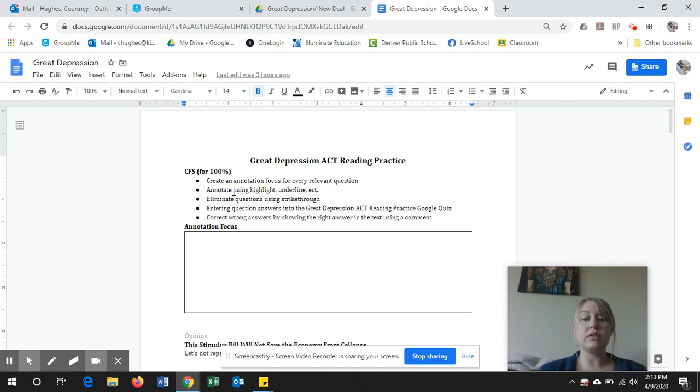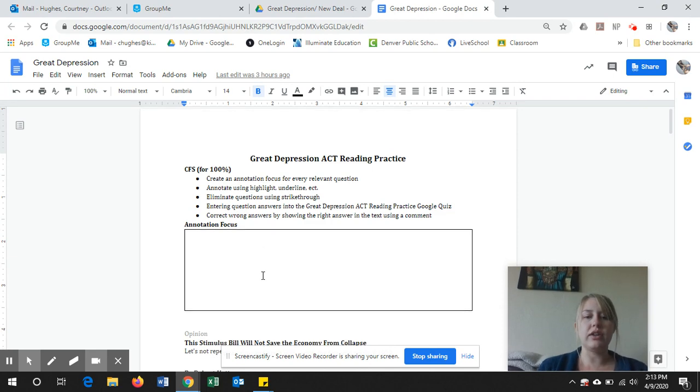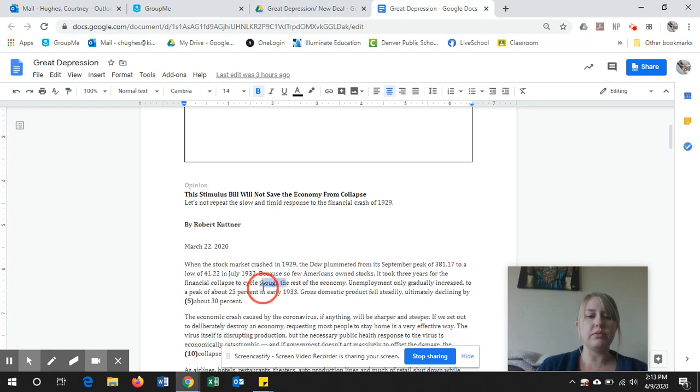I'm just going to go through this to make sure we're super crystal clear, because I really want y'all to get 100% on this. There is no reason why you can't. The only reason you won't is if you don't follow this. The first thing is to create an annotation focus for any and every relevant question, which are supporting detail questions. You should annotate using highlight or underline, etc. When you're going through this, you know how to do this.